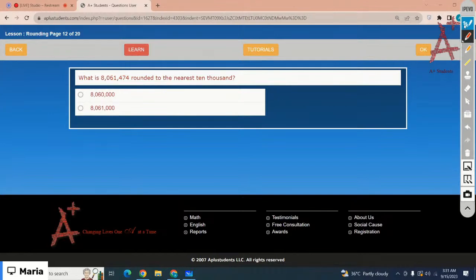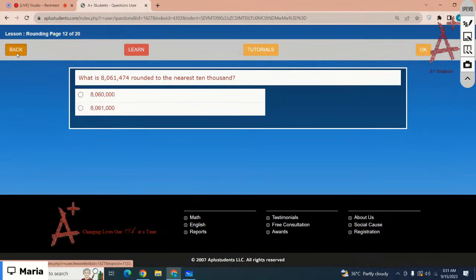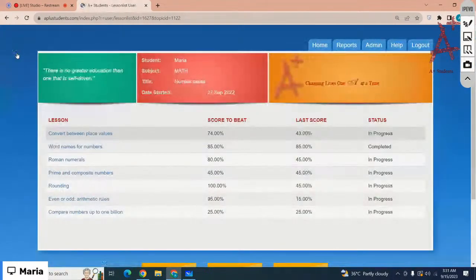Okay. You can complete the lesson by yourself later today. Let's just start with the next lesson. And the next lesson is even or odd arithmetic rules. So what do you know about even or odd numbers?